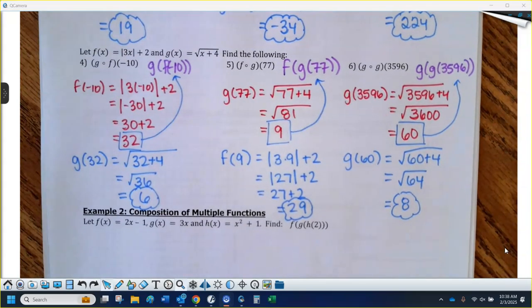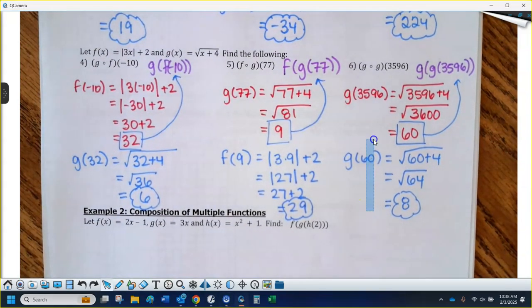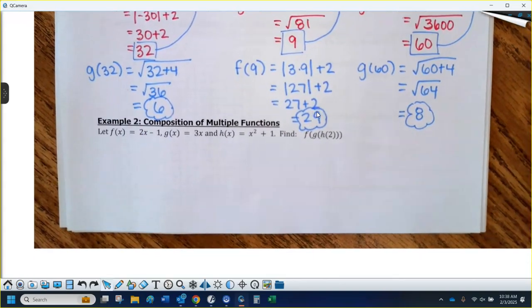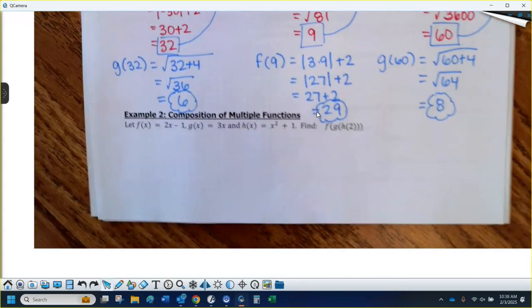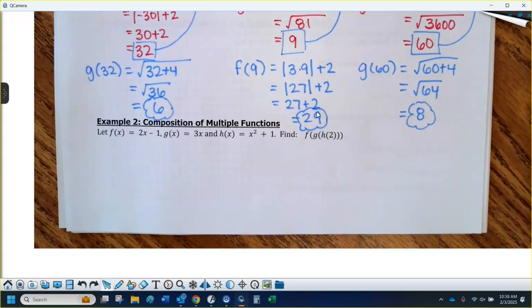Okay. Anybody have any idea how they would maybe do the problem here at the bottom of the page? I have this, you would read this as f of g of h of 2.